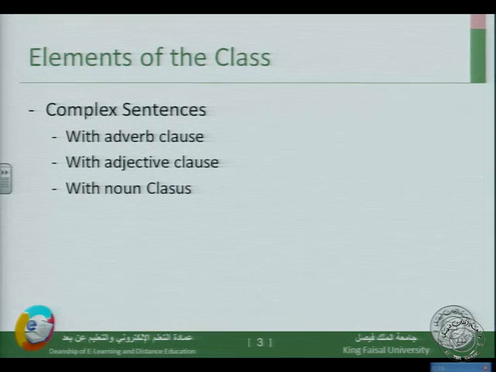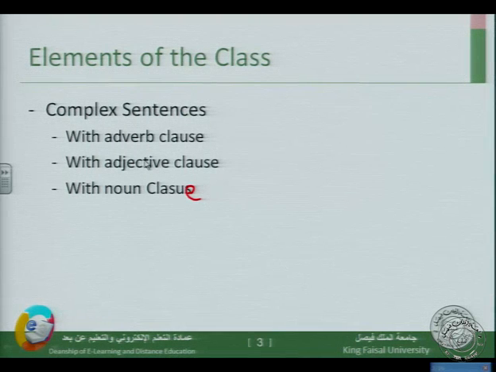Today we're going to continue talking about types of sentences. The third type is called complex sentences. We'll discuss complex sentences. We will have examples: complex sentences with adverb clause, complex sentences with adjective clause, and then complex sentences with noun clauses. So please try to connect this lecture with the previous one and do your best to do as many exercises as you can, because in the final exam we will be having questions related to the simple sentence, compound sentence, and the complex sentences.